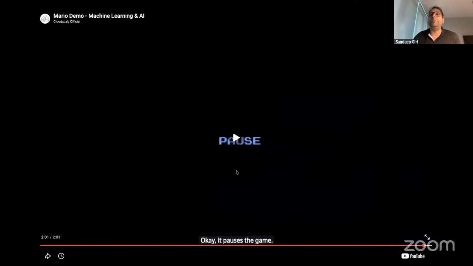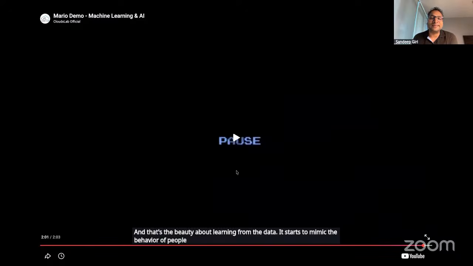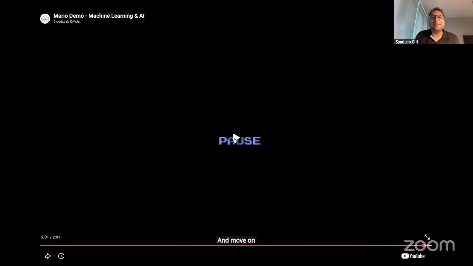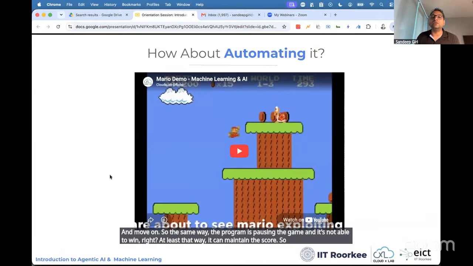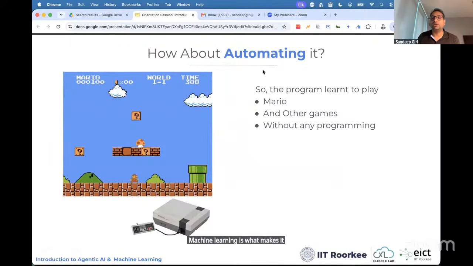That's the beauty of learning from data. It starts to mimic the behavior of people. Like I remember my cousins, when I'm playing the game and they're not able to win, they will spoil the game or pause the game and move on. In the same way, the program is pausing the game when it's not able to win. At least that way it can maintain the score. So machine learning is what makes it possible to do all this magic.